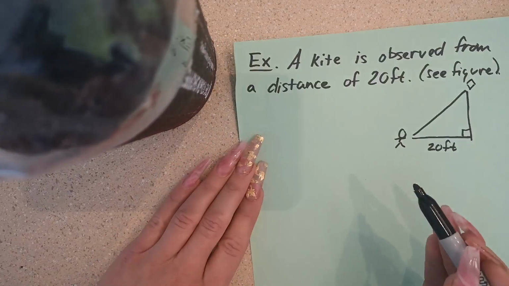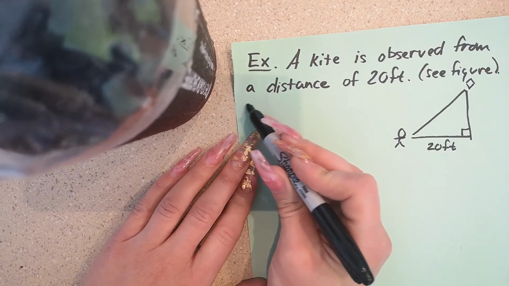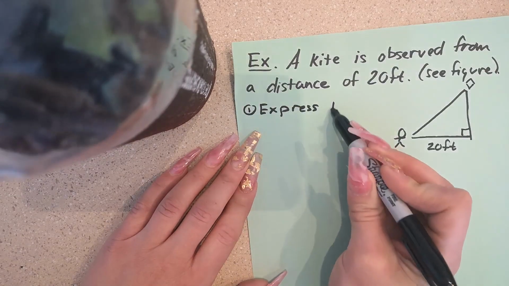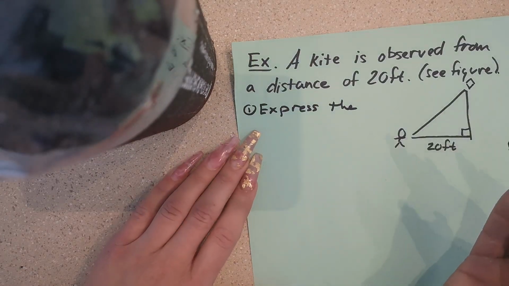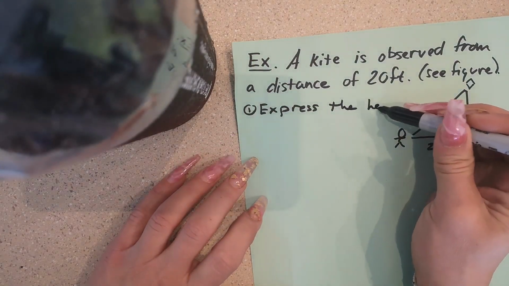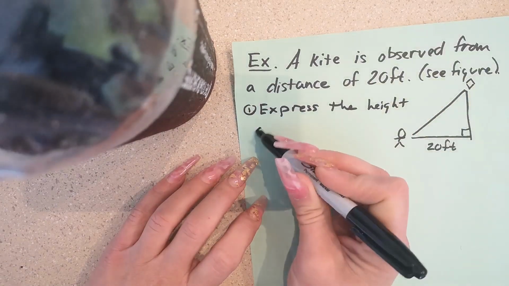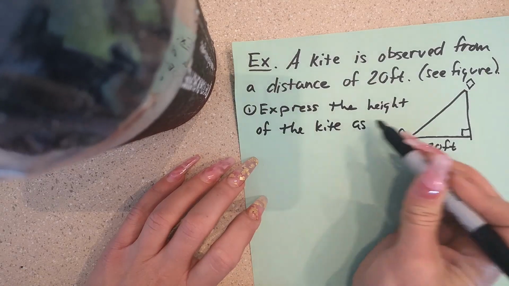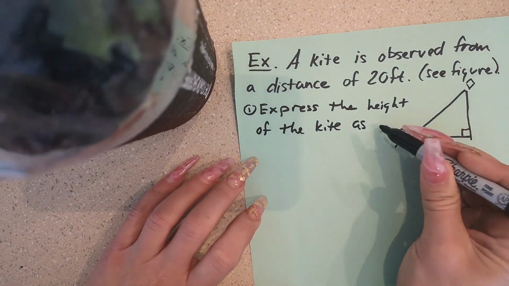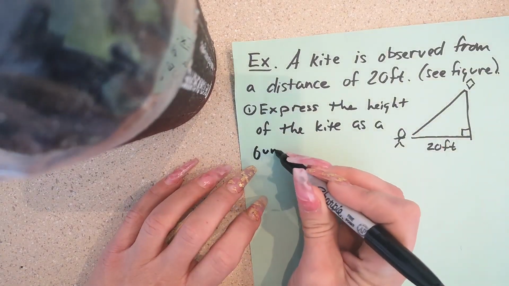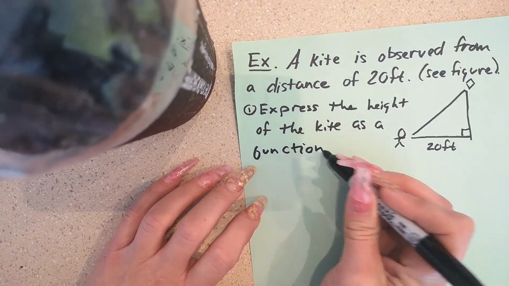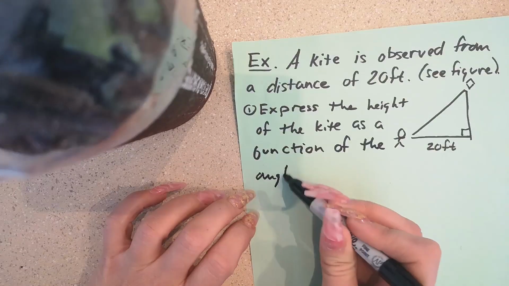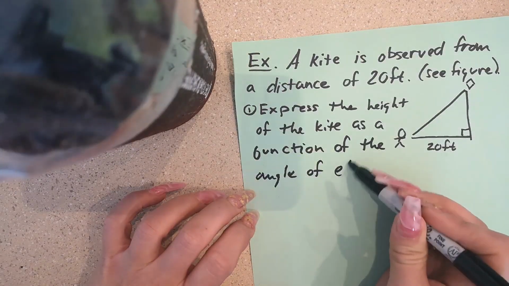So let's say for part 1, express the height of the kite as a function of the angle of elevation.